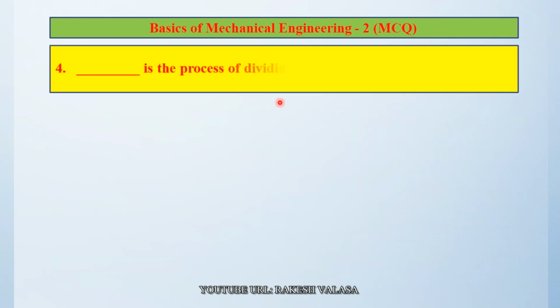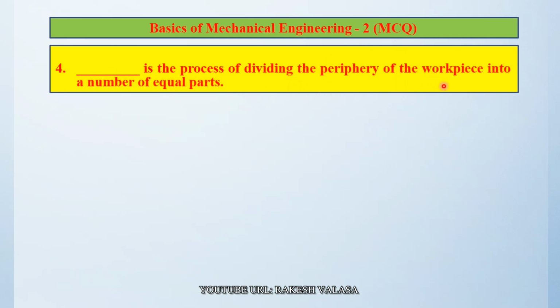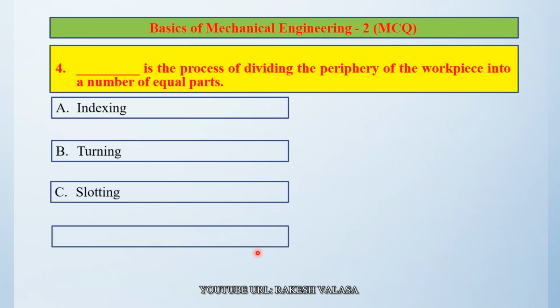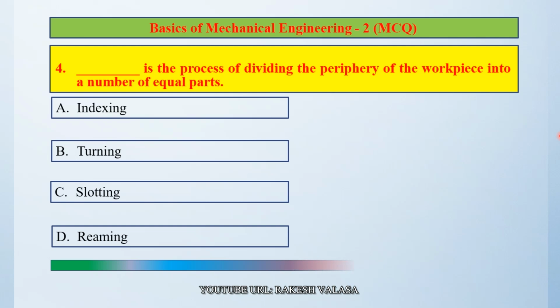Question number 4. Dash is the process of dividing the periphery of the workpiece into a number of equal parts. Option A, indexing; option B, turning; option C, slotting; option D, reaming. The correct answer is option A, indexing.